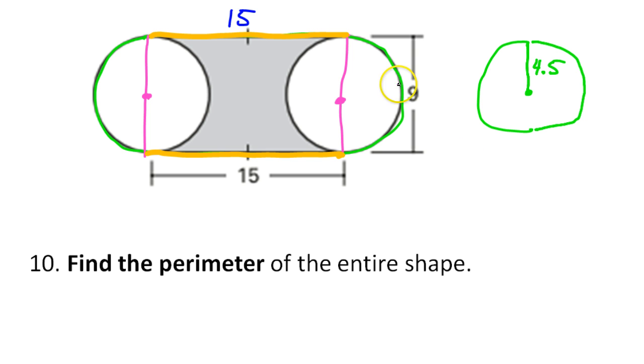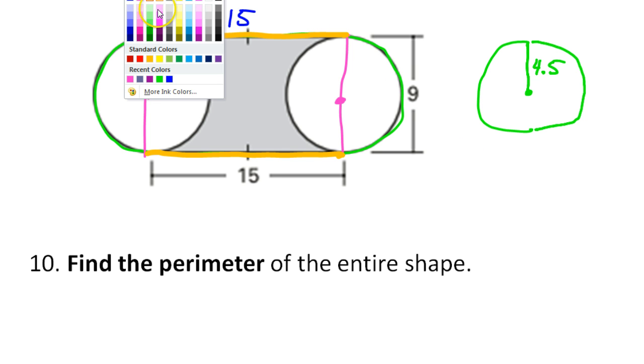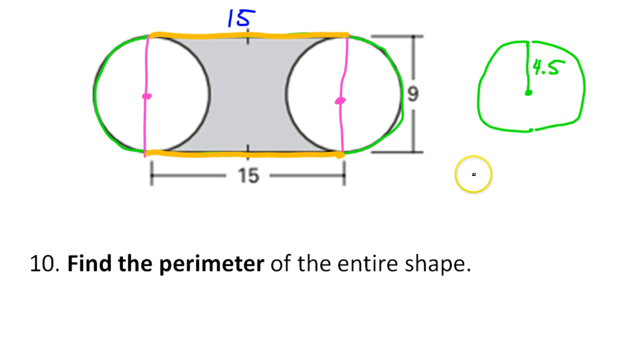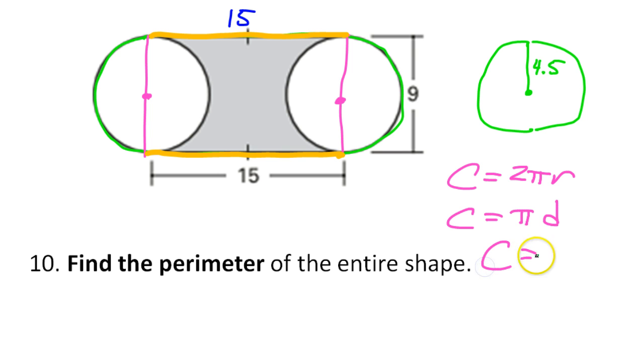Situations like this are why they have another form of the circumference formula. Sometimes instead of 2 pi r, they just say pi d, pi times diameter. So the circumference of this green circle would just be, the diameter was 9, so that would make it 9 pi right away. Okay, so 9 pi.